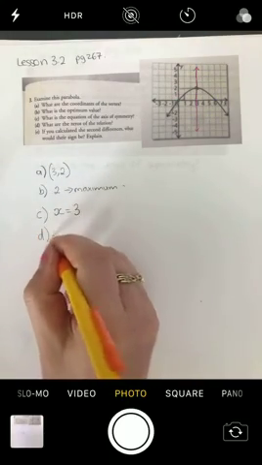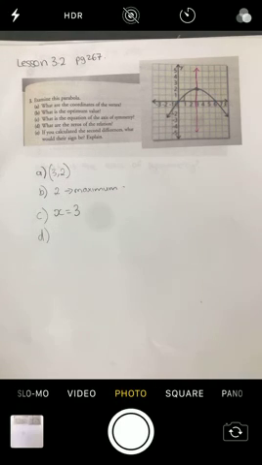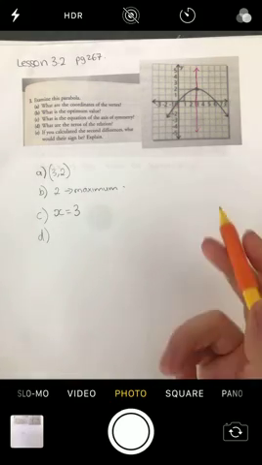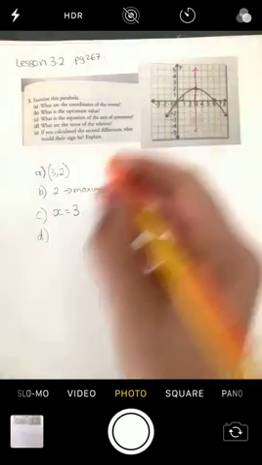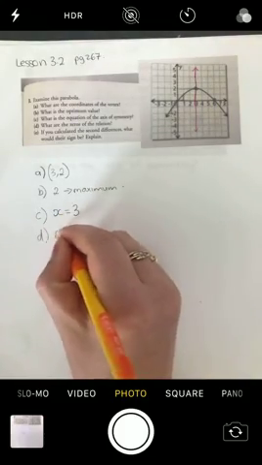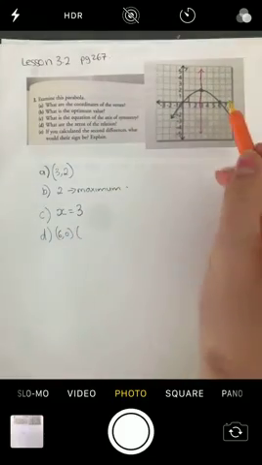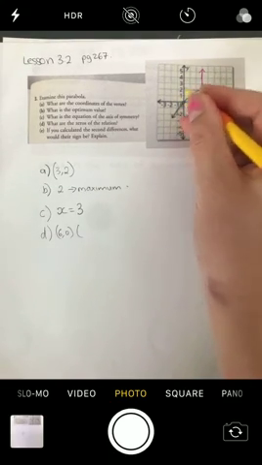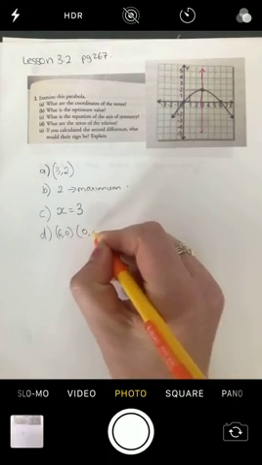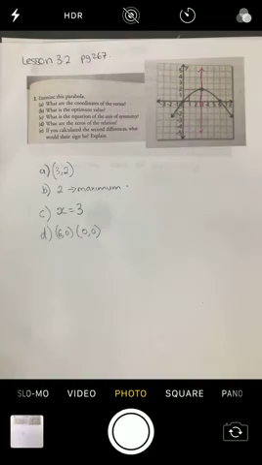D asks, what are the zeros of this quadratic relation? We have to remember that our zeros are where our parabola crosses the x-axis. So we have 2 here. We have one at (6, 0), and our other one where it crosses the x-axis is here at (0, 0).